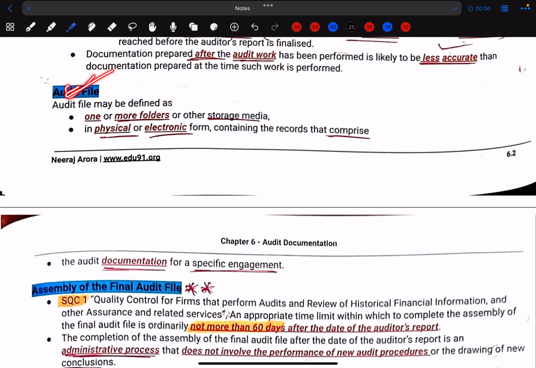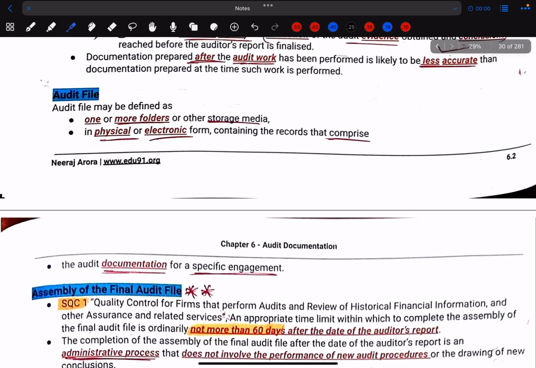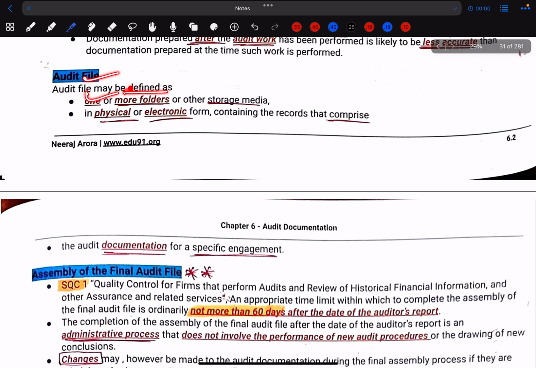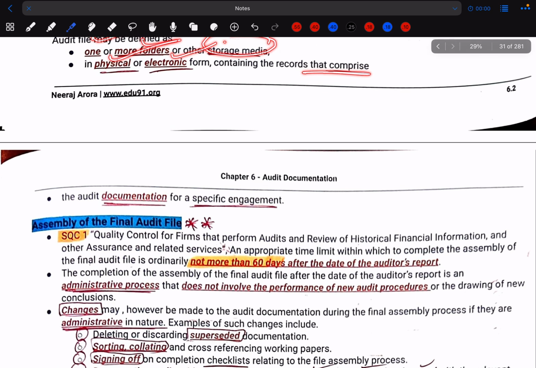Then audit file. What is audit file? They did not ask this before, they might ask this time. So audit file may be defined as one or more folders or other storage media, in physical or in electronic form, containing the records that comprise the audit documentation for a specific engagement.